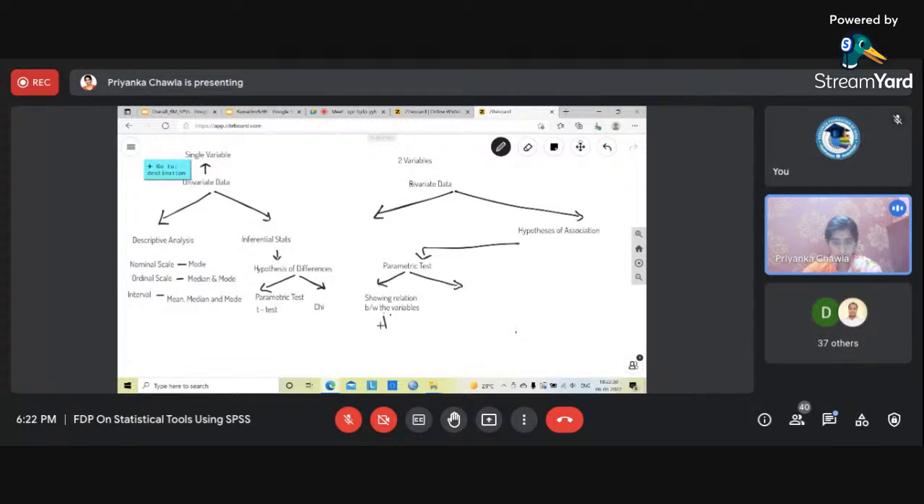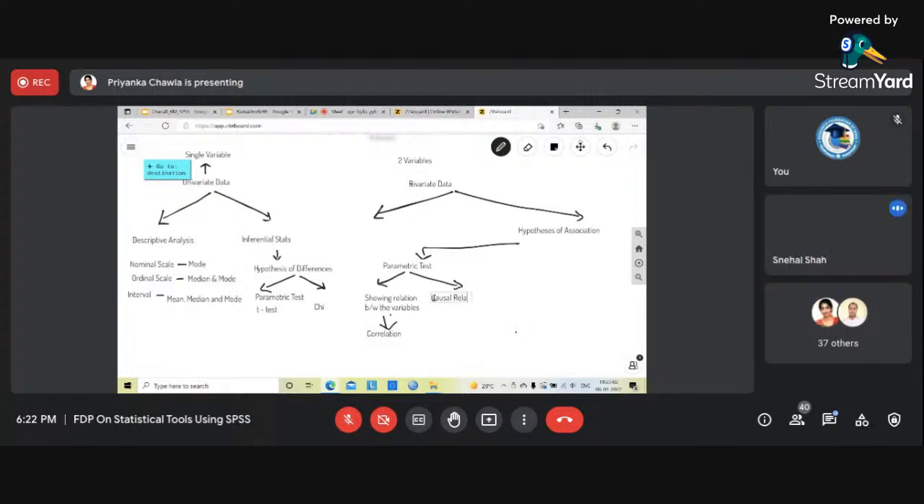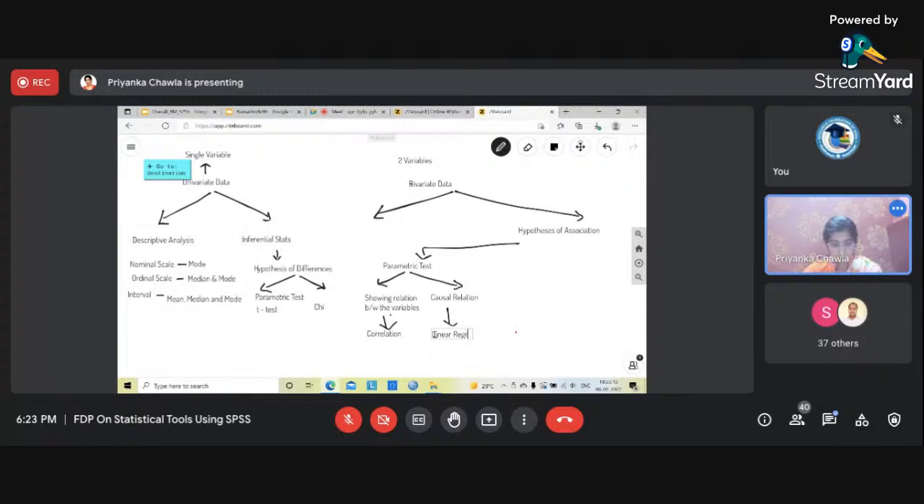We will do correlation tomorrow. Here the condition is data should be scale. If we talk about causal relationship, then it will be regression, linear regression. Okay. But since we are talking about parametric, the condition is the data is interval.